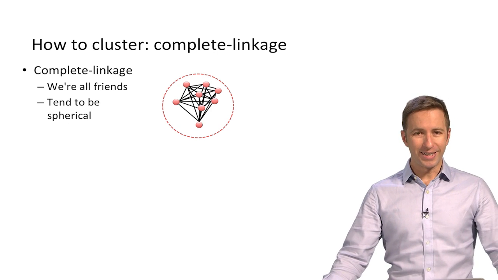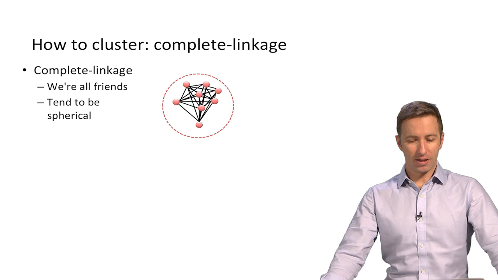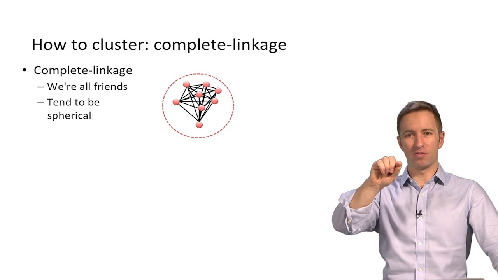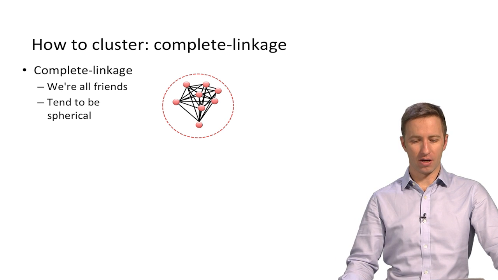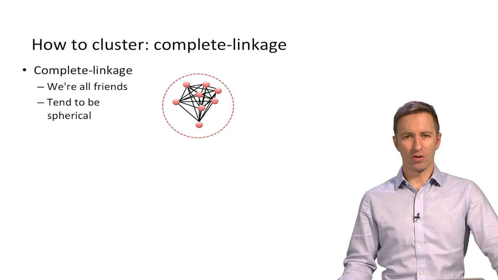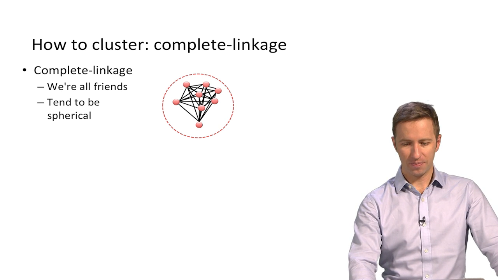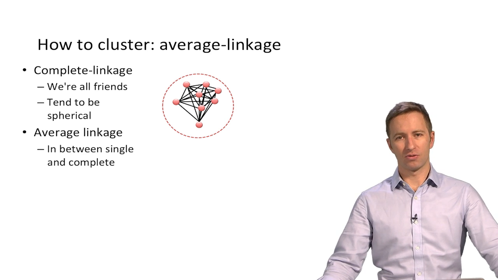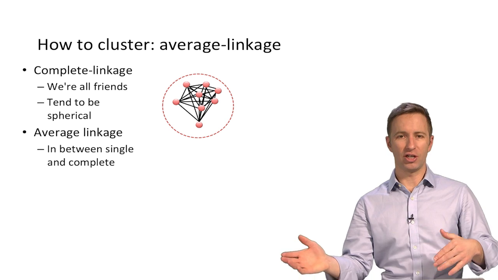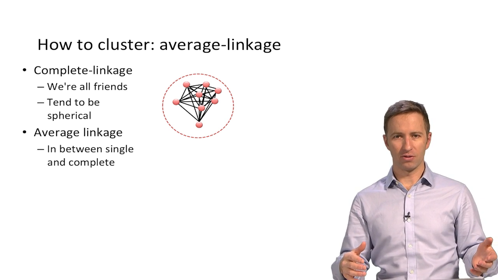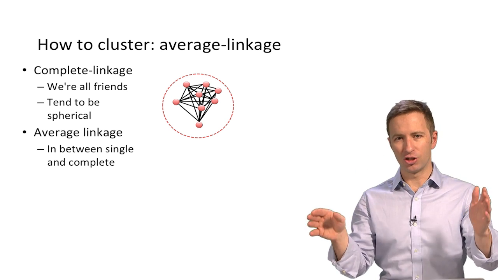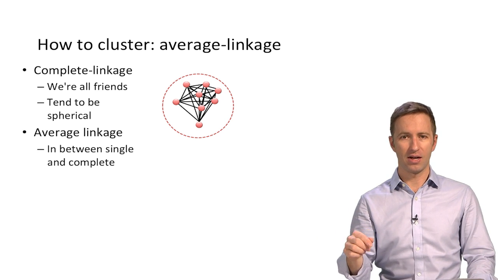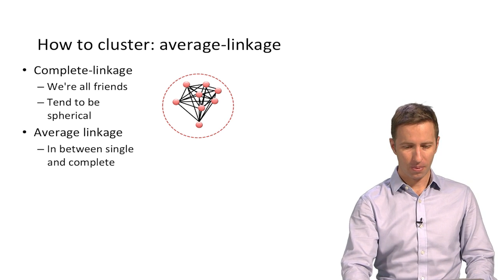Another common approach, complete linkage clustering. So complete linkage is where everyone in the cluster has to be friends, so they all have to be sufficiently similar to one another. These tend to be more spherical in shape. And finally, average linkage. So average linkage is sort of a compromise between single linkage and complete linkage, where you're simply requiring that the average distance within a cluster between all of its sequences is above a certain threshold.